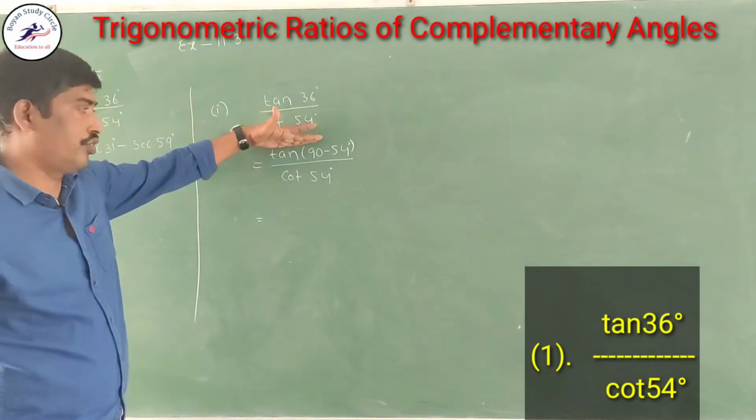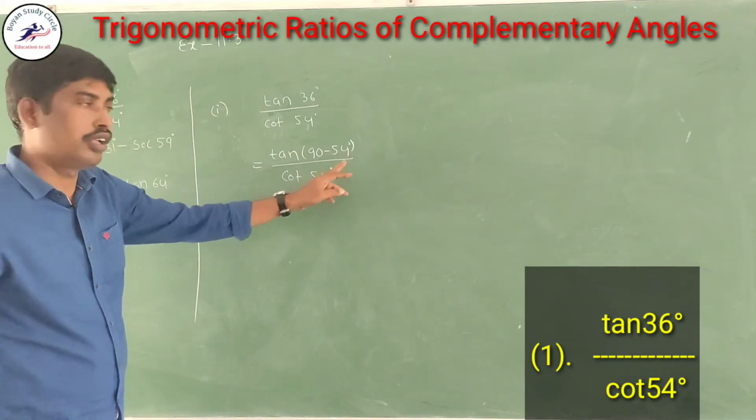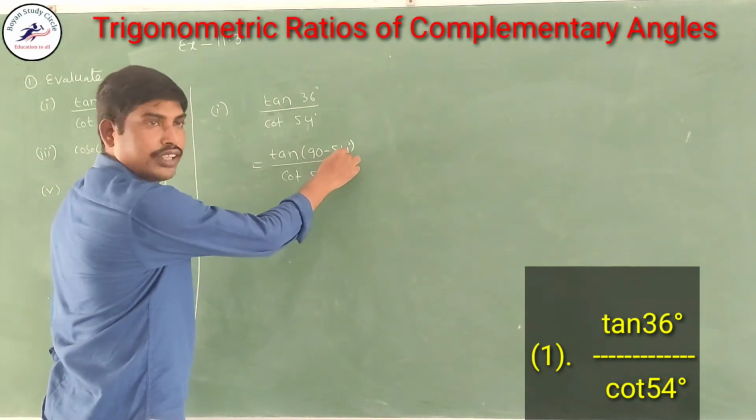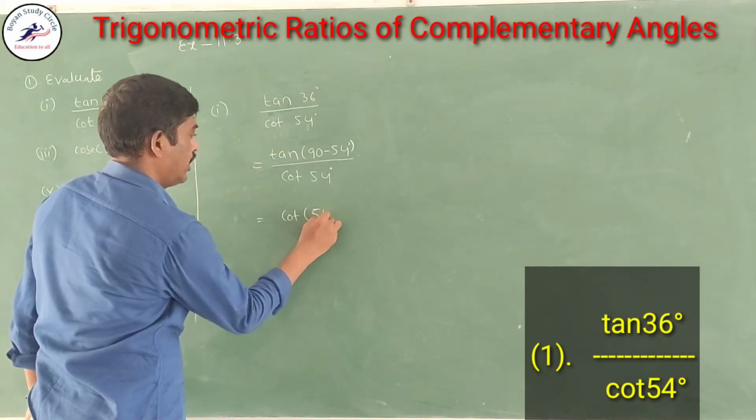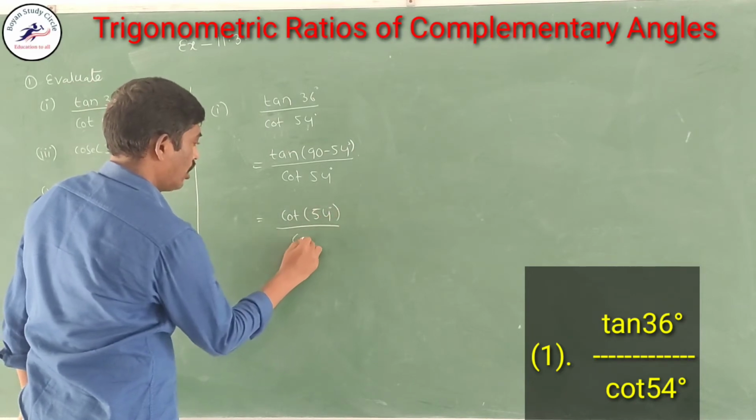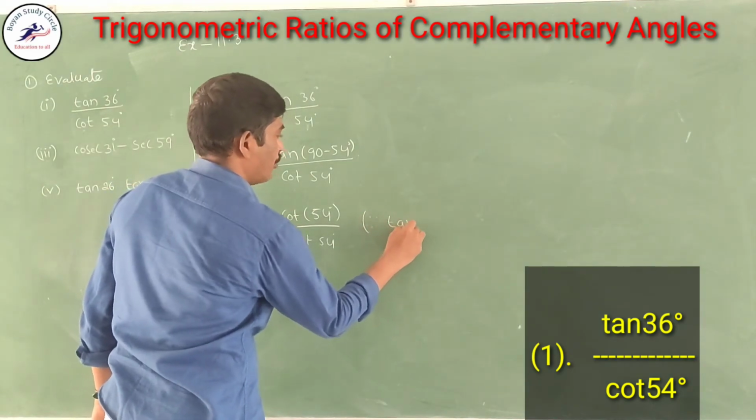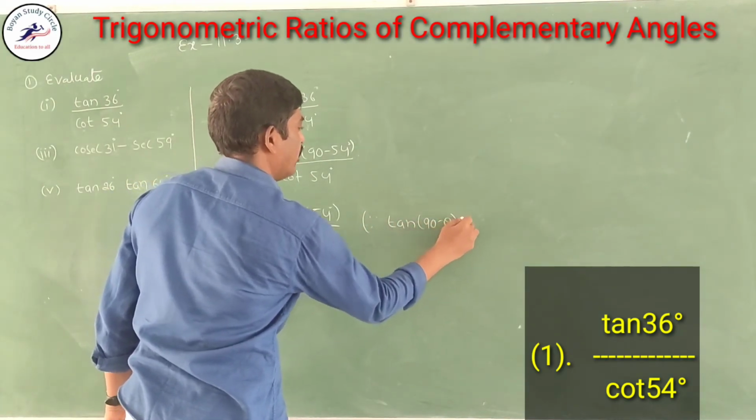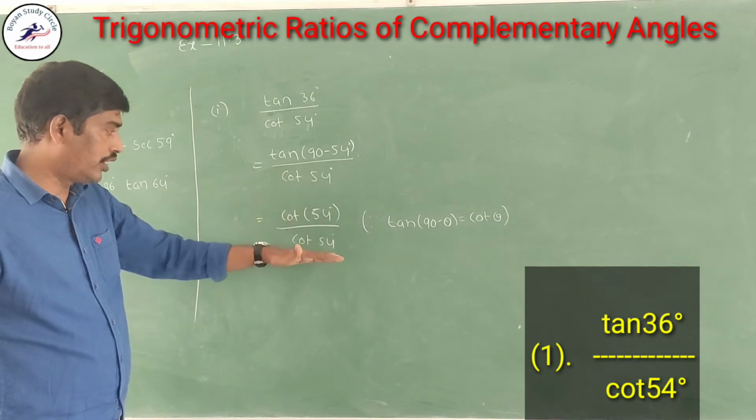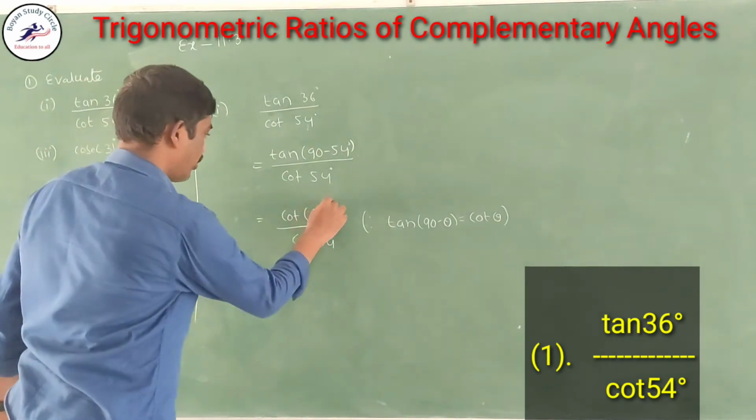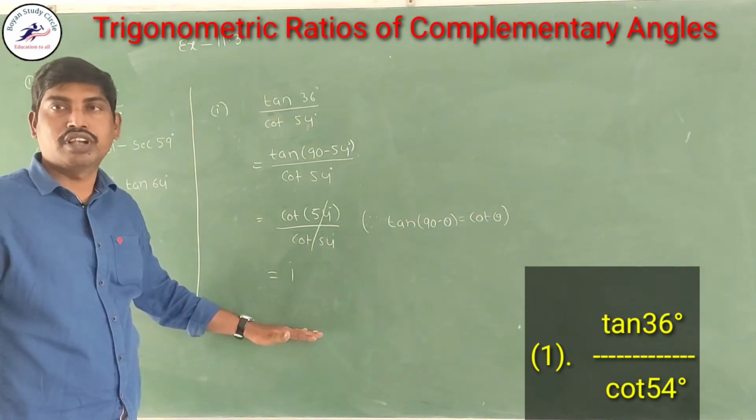We know the formula about complementary angles: tan of 90 minus theta is equal to cot theta. So in the place of theta, that is 54 degrees. Therefore here cot of 54 degrees by cot of 54 degrees, since tan of 90 minus theta is equal to cot theta. Numerator cot 54 degrees and denominator cot 54, these two get cancelled, so we get 1. So tan 36 by cot 54 has a value equal to 1.